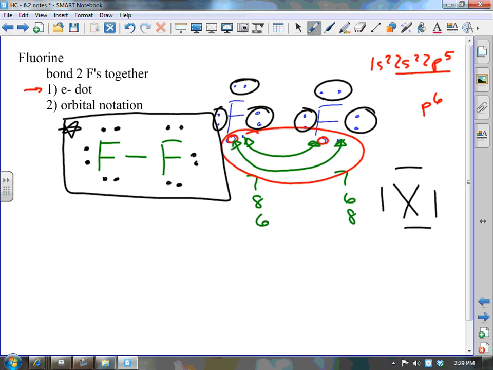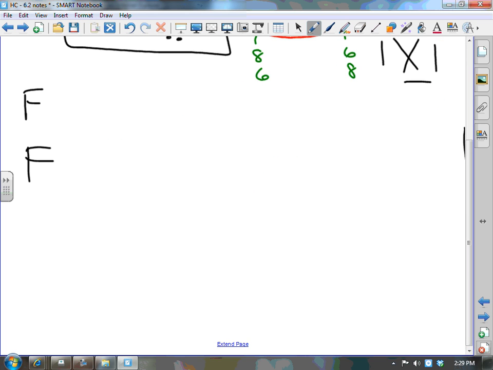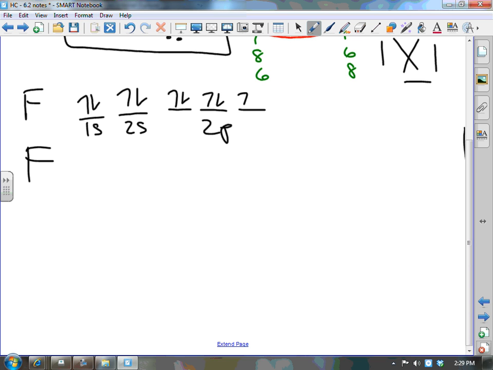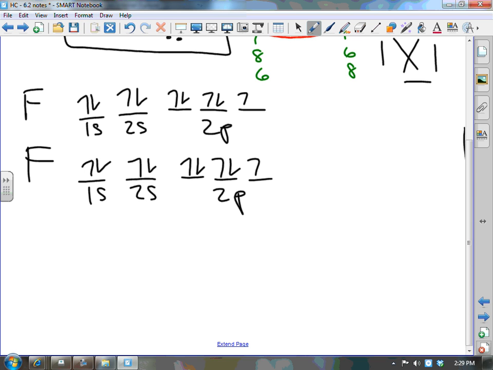We'll talk more about shapes and things like that a little bit later. Now let's say we do the orbital notation. So here's how we do the orbital notation. We actually take 2 fluorine atoms, and we're going to write out their orbital notation. Fluorine's a 2p5. Again, if you need to brush up on some chapter 4 stuff, then you'll need to do that. Okay, so there's 2 fluorine atoms.